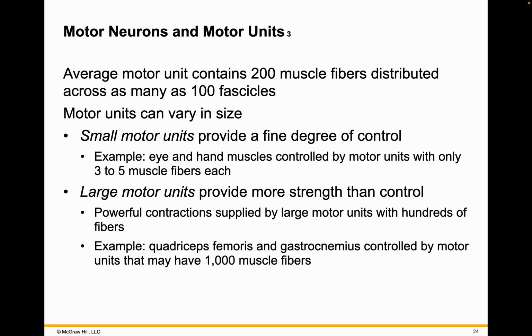Large motor units are going to provide more strength than control. Powerful contractions will be supplied by large motor units with hundreds of fibers. So, for example, our quadriceps femoris and our gastrocnemius are controlled by motor units that may have 1,000 muscle fibers.